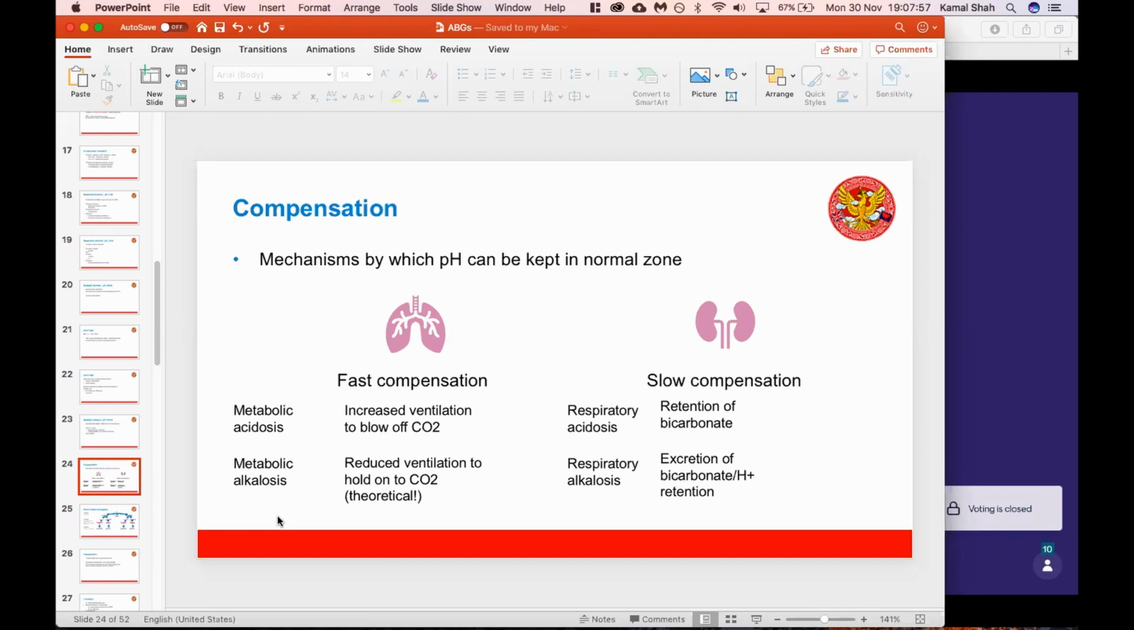But this is theoretical because, of course, if you reduce the amount of ventilation that's happening and reduce your respiratory rate, for example, you're not going to get the oxygen that you need. Okay, so this is very much theoretical.